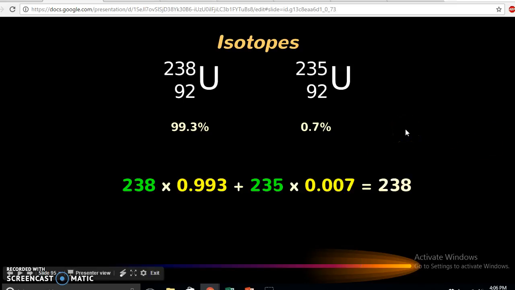Okay, let's look at the answer. If we take the 238 and multiply it by the 99.3 divided by 100, so essentially its decimal equivalent, we get this quantity here. We then need to add to it the same thing but using the 235. So taking the 235 and multiplying it by the 0.7 divided by 100, we get this quantity here. Adding them together, we get a final value of 238. And if we look on the periodic table, that's the value that it is, so we know we did it correctly.